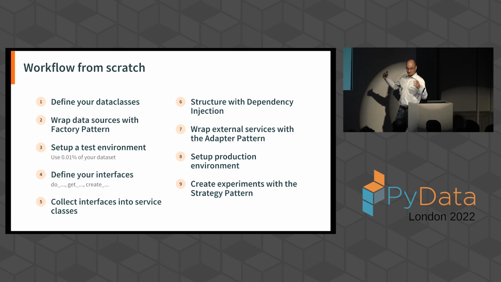Then you wrap your external services with adapters, doing the same interface that you were using previously in the test environment, and then you can set up the production environment, namely instantiating your product with the adapters that connect you to the real world. And then you can create experiments with the strategy pattern, because that's its purpose: without destroying the production environment, you can create other contexts where you can run these experiments and solve these problems.